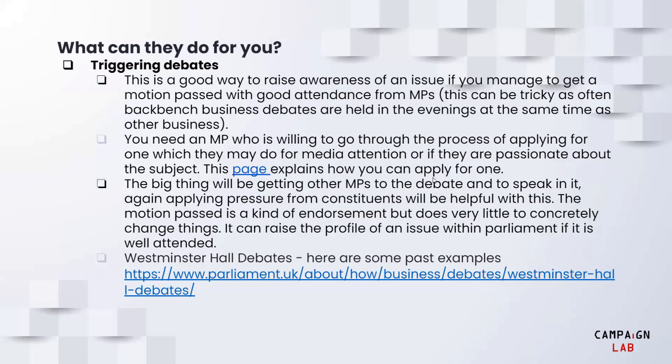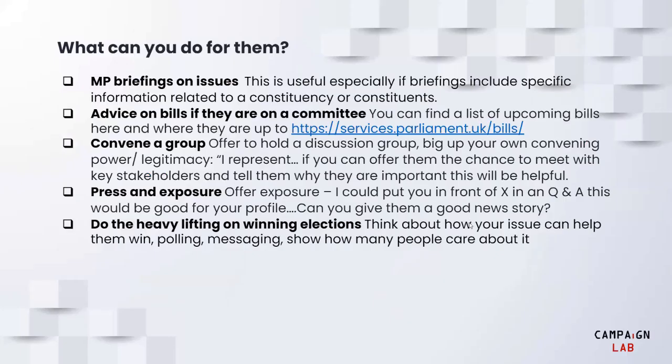So it's really important to be aware that these are the kinds of things they can do in Parliament for you. What can you do for them? Very concretely, when you're trying to influence MPs, you need to think about what you're bringing to the table. As Rahul said, you need to think about what their priorities are. MPs really like briefings on issues that are useful, especially with very specific information related to their constituency or constituents. They also like advice on bills if they're coming up and they happen to be on that committee. You can find a list of upcoming bills here and where they're up to.